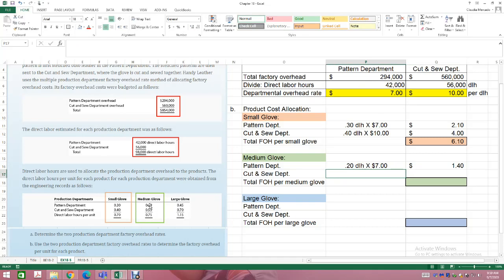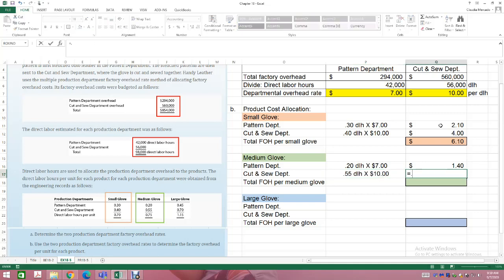Now for the cut and sew department, it's 0.55 direct labor hours, and my rate for the cut and sew department is $10. So 0.55 times 10 is $5.50. Now I can get my total factory overhead per medium glove by adding the amounts calculated for the pattern and the cut and sew, and that gives you $6.90. So the total factory overhead per medium glove is $6.90.